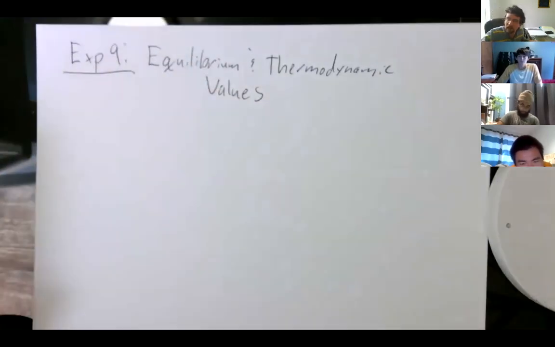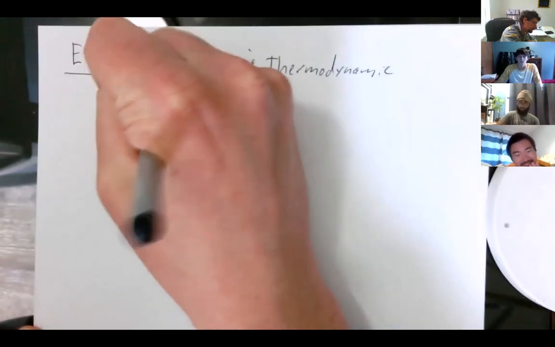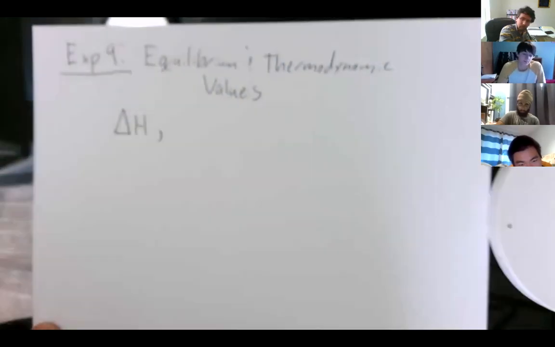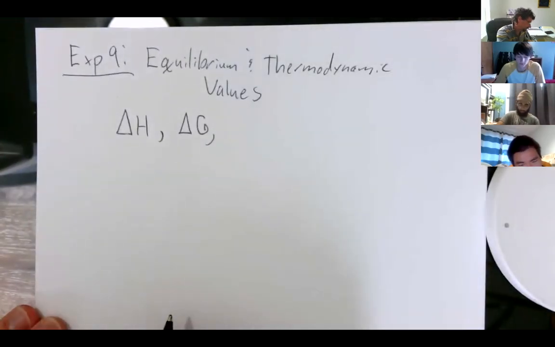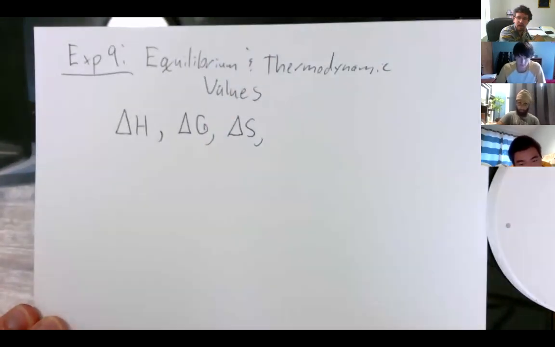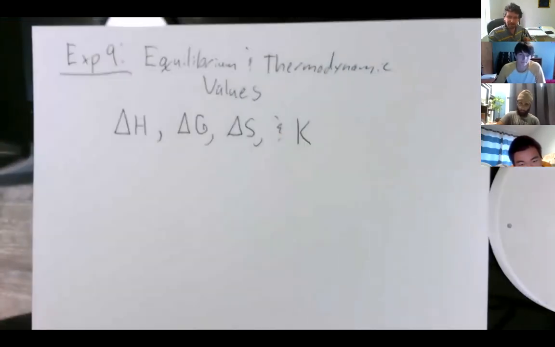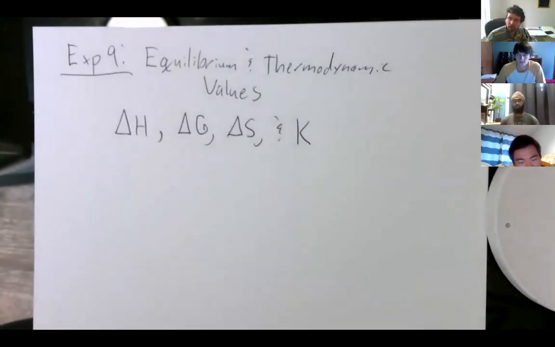So these thermodynamic values, we've talked about some of them already. Talked about delta H. Give me another one. That someone mentioned. Delta G, yeah. Give me another one. Delta S. Yes. And then we got our equilibrium constant. Let's talk about what each of these thermodynamic properties are.